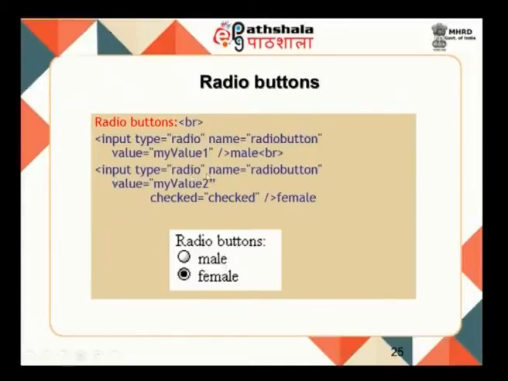Again you create another radio button, name equal to radio button, value equal to my value 2, and you use an attribute called checked. So, by default the second button would be checked, and you give a name for the radio button as female. This is what appears in the web page.